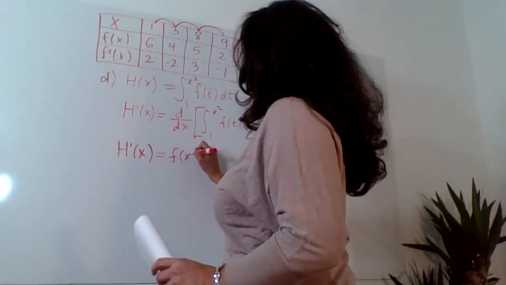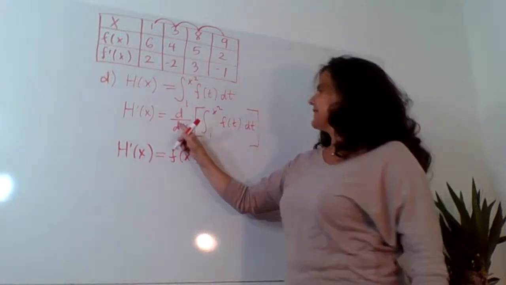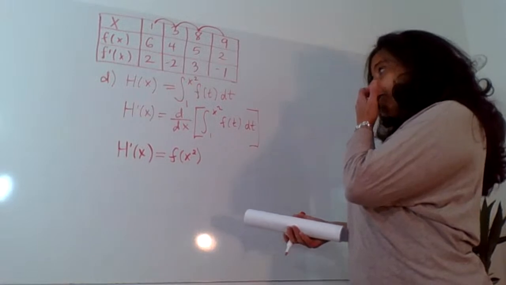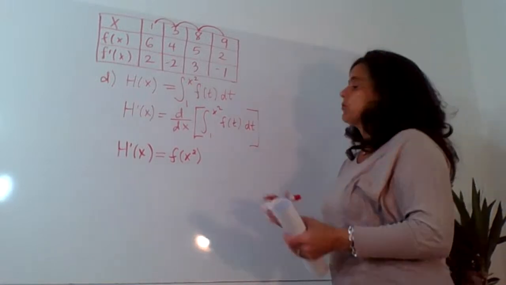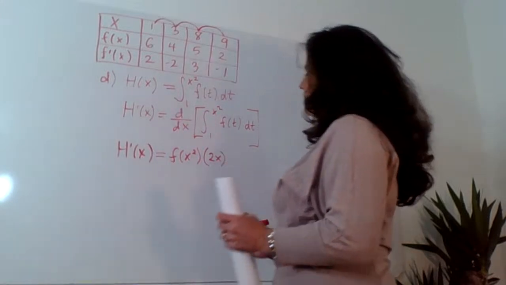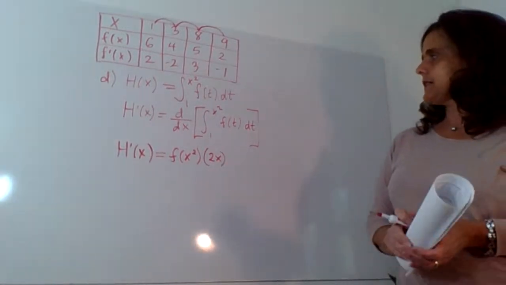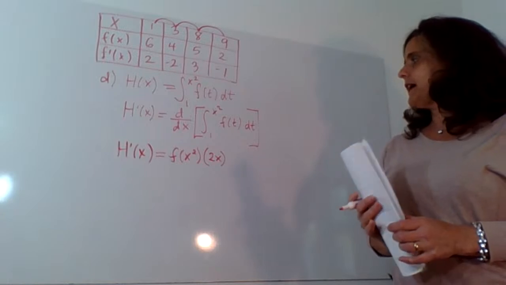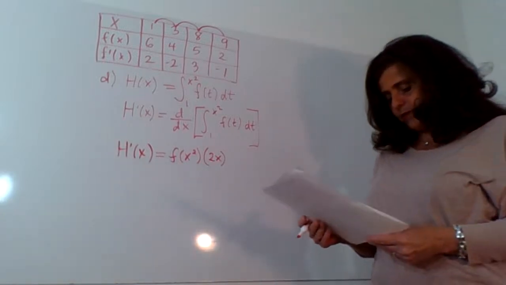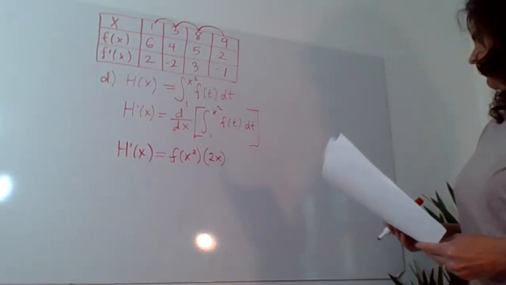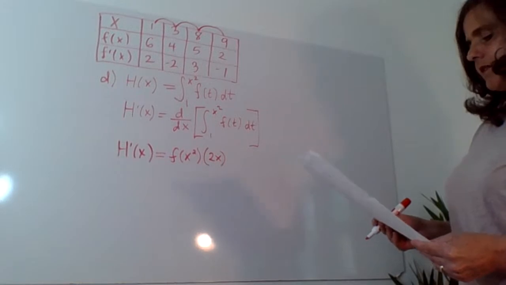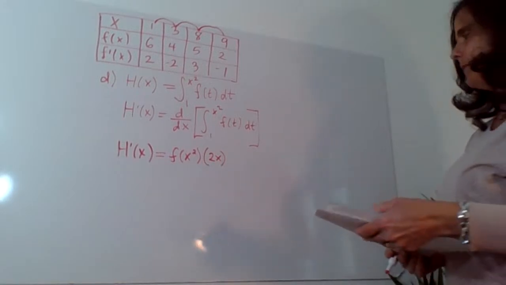Now you do not integrate f. You leave it, because these cancel each other out as operators. So you have f at x squared, and then remember the chain rule comes into play here. The derivative of x squared must be multiplied, because that's the chain rule. Okay, so we have that the derivative of capital H, in terms of x, is f of x squared times 2x.